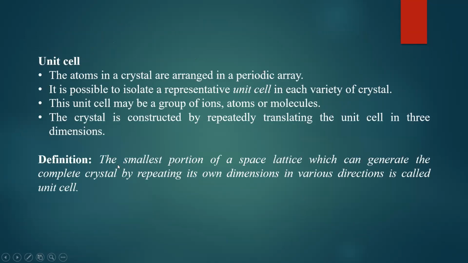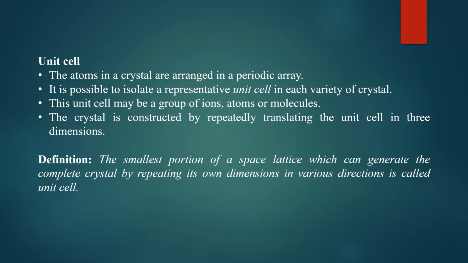The smallest portion of the space lattice, which can generate the complete crystal by repeating its own dimension in various directions, is called a unit cell. That unit cell can be distributed in different directions. Take the example of boxes. 50 boxes are there, and you have to arrange them regularly in a room, or in a particular bigger box. You have to arrange it regularly.